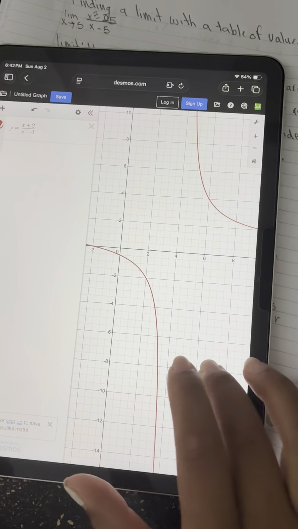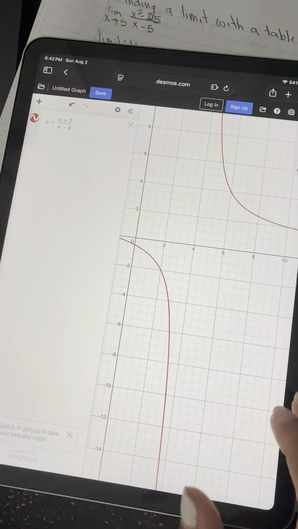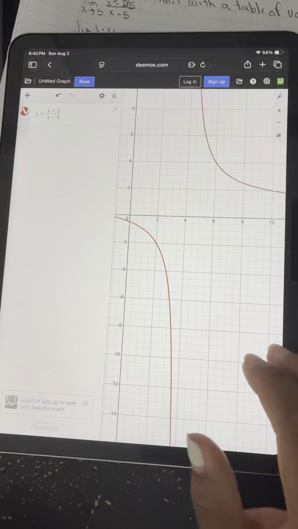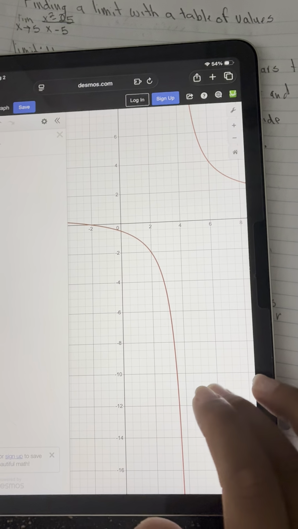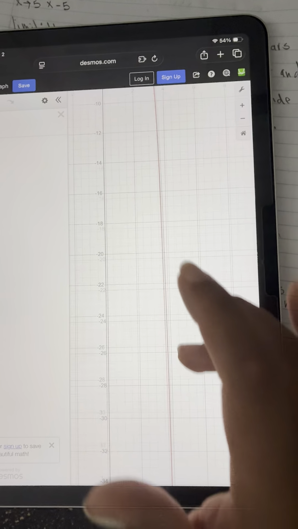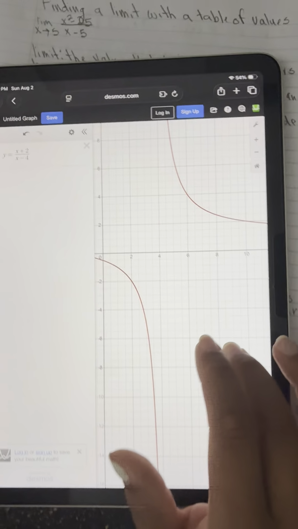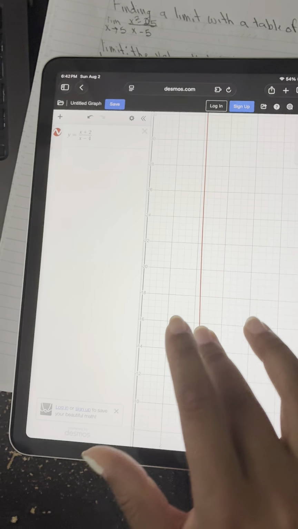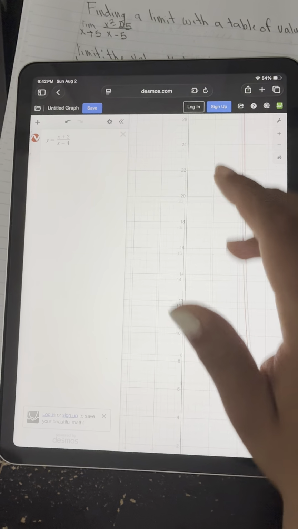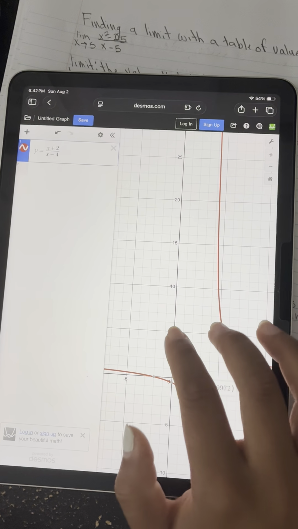So we can see here that as the graph approaches x equals 4 from the left, we can see that it continues downward. But then when we look at x approaching 4 from the right, it continues to increase. So looking at this graph, you can tell that the two-sided limit does not exist.